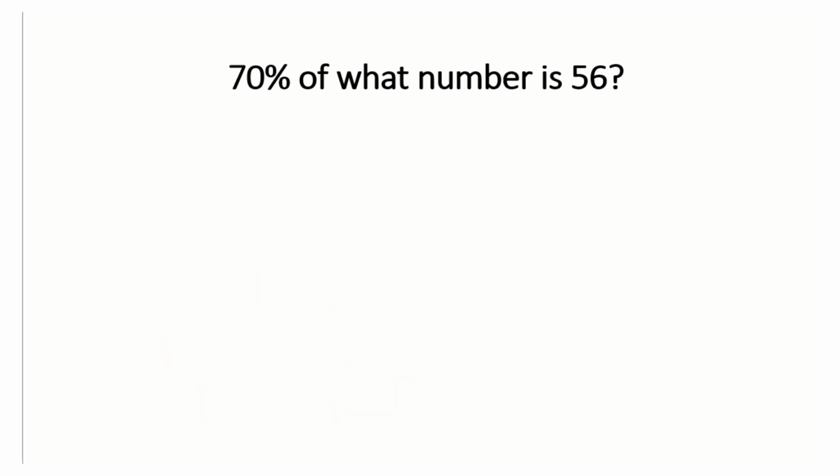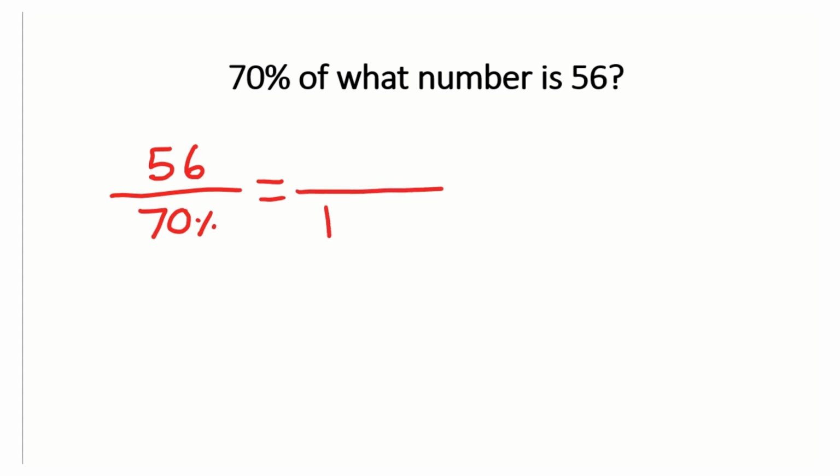Now let's go ahead and tackle 70% of what number is 56. And we can go ahead and do this the same way we've done the other ones. Go ahead and put our 70% in the denominator and our 56 in the numerator. And what that tells us is that 56 represents 70% of the entire number. But we want to know what 100% of the entire number is.